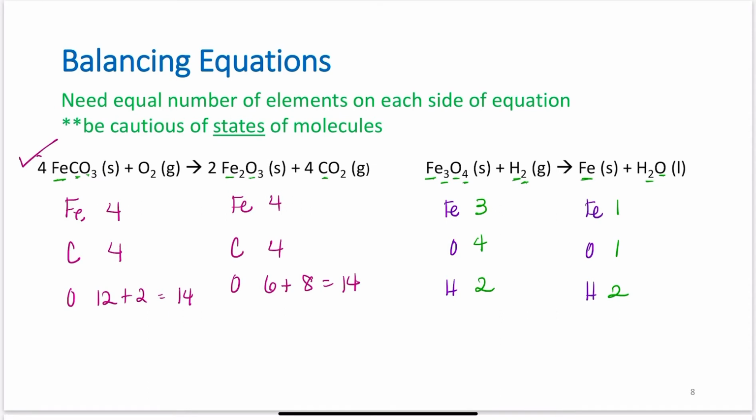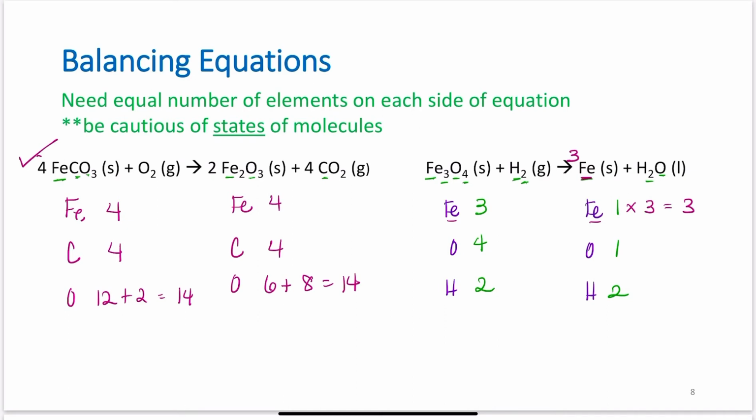on each side? Well, the first thing I'm going to look at is I see, okay, iron, I have 3 here, I have 1 here. Iron's actually by itself over here. So I'm going to go ahead and put a coefficient of 3 in front of that iron. That's going to multiply this by 3, and now I have 3 irons on each side of my reaction.